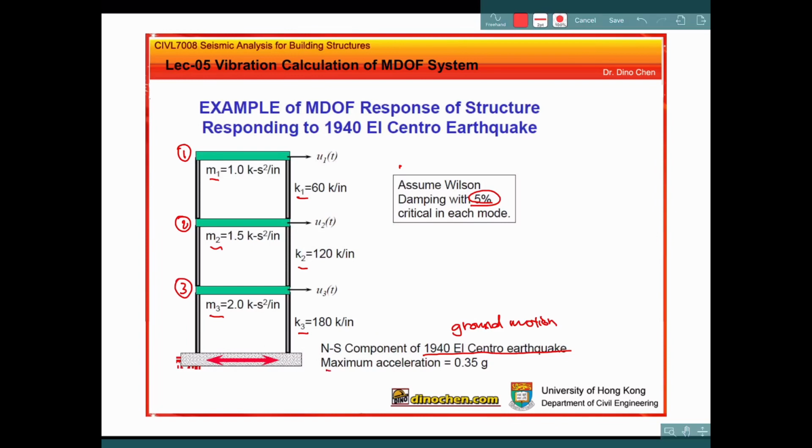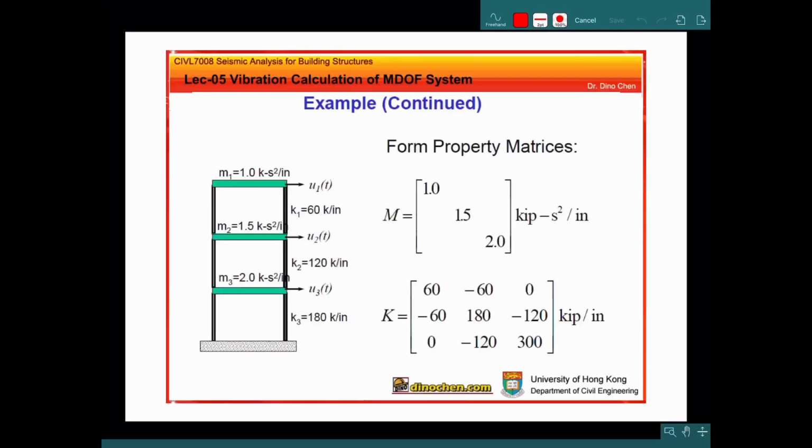And we know that the maximum acceleration is 0.535 g, so it means if g is 10, it's like 350 gal. 1 gal equals 1 cm per second squared. So this is the basic unit for the ground motion. We use gal. And after we know this, we can transfer to the general unit.